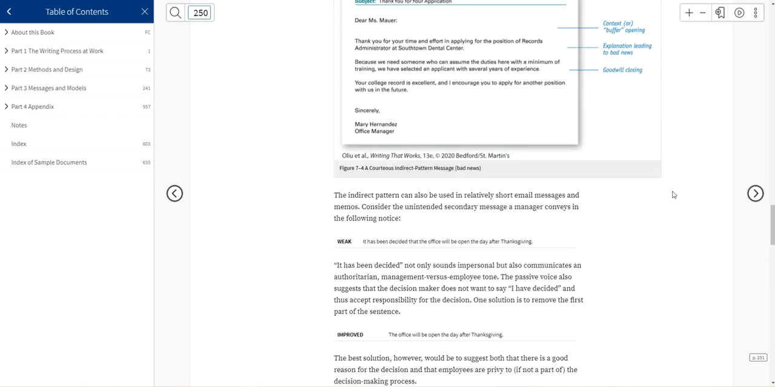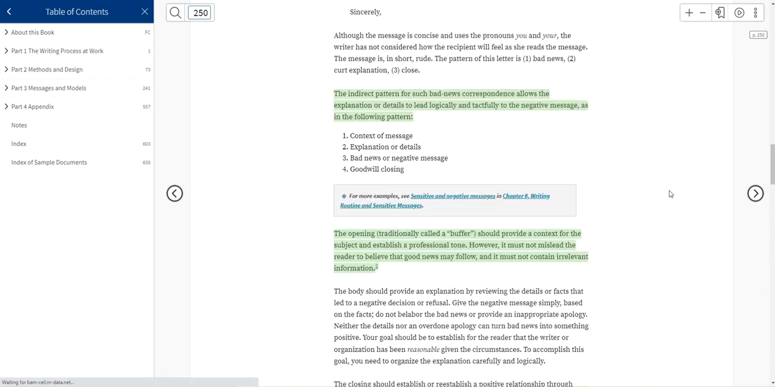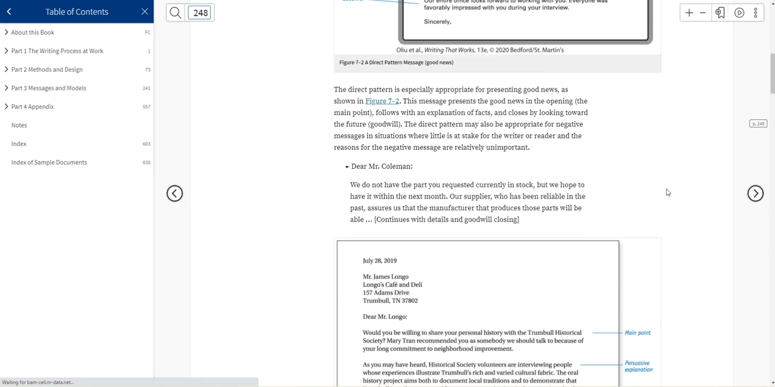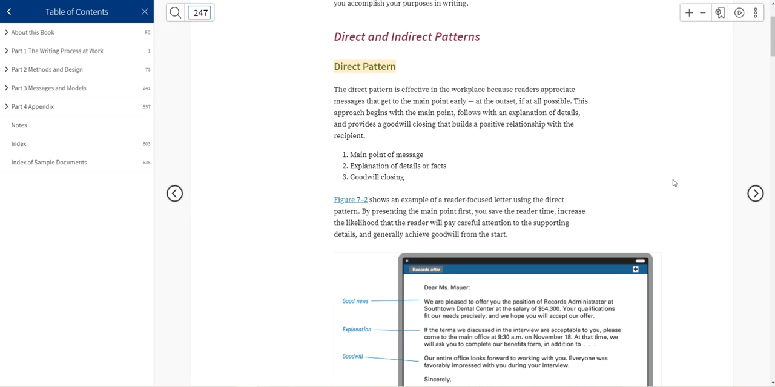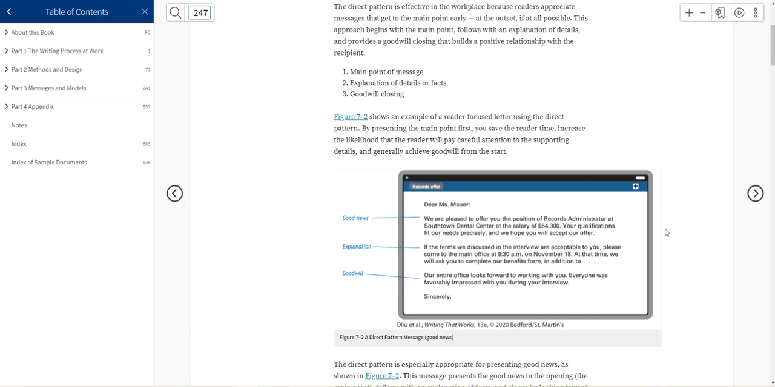So I've got openings and closings again. Let me see, where are my direct and indirect patterns? Here we go. So I mentioned this, and we've covered this in chapter 7. I know I talked about it in the lecture, about direct and indirect patterns. A direct pattern is critical when you're going to deliver usually good news. You want to get straight to the point. A direct pattern might be excellent in your inquiry letter or in your response to an inquiry. Those are pretty straightforward communications, as we see here in figure 7.2.